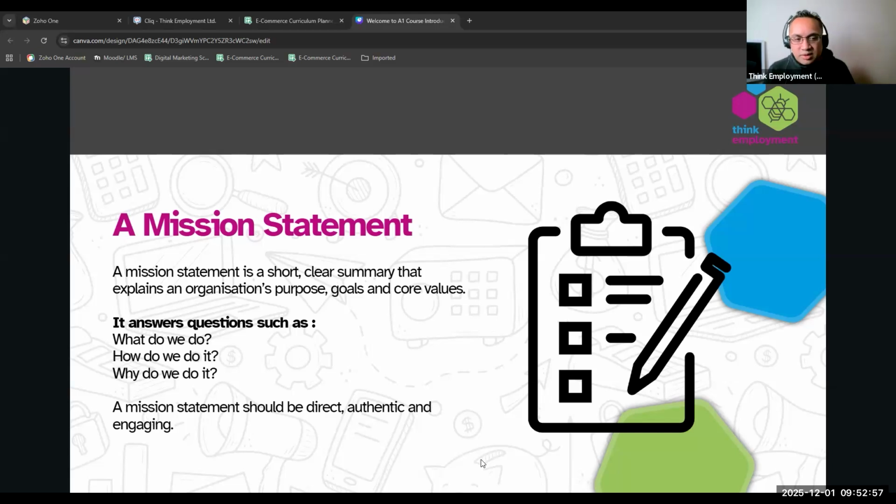But why is it that you do it? Okay, you want to make money. But what is the other intention? Like, are you trying to help people lose weight? Are you trying to get people to buy your product to actually learn something, a new skill? So you need to understand that. So a mission statement should be direct, authentic, and engaging.